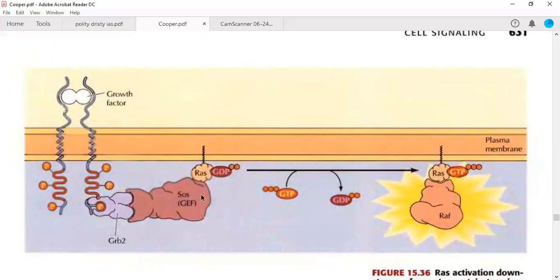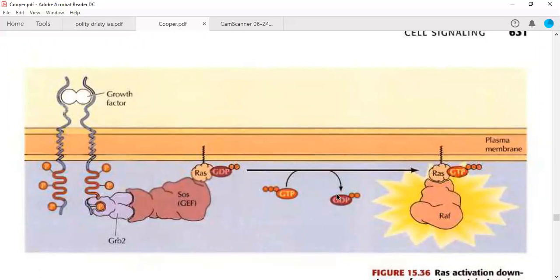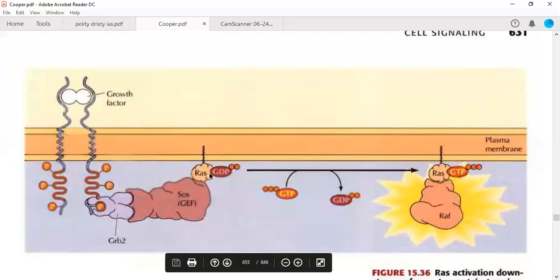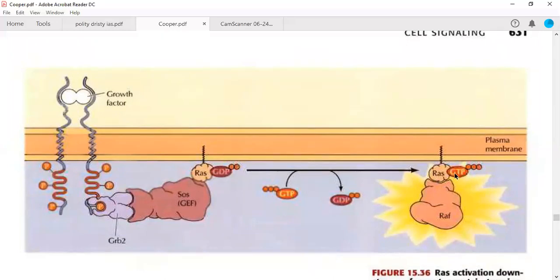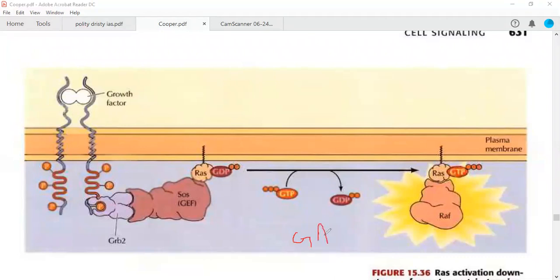Now, the question is how this is regulated. It is regulated with the help of this guanine nucleotide exchange factor. First of all, this guanine nucleotide exchange factor will activate this RAS by transferring GTP, and the GDP will be released, thus it is activated. Second thing is some proteins which are called GTPase activating proteins. This RAS, which is able to bind with GTP, has some intrinsic GTPase activity, but this GTPase activity is under the control of some other proteins which are called GTPase activating proteins, GAP proteins.